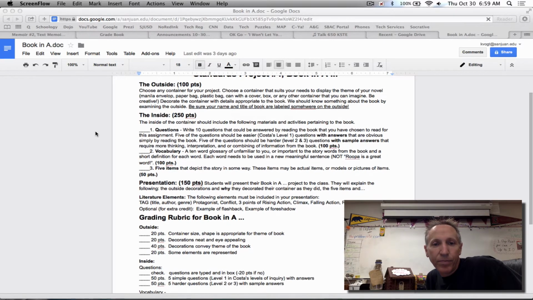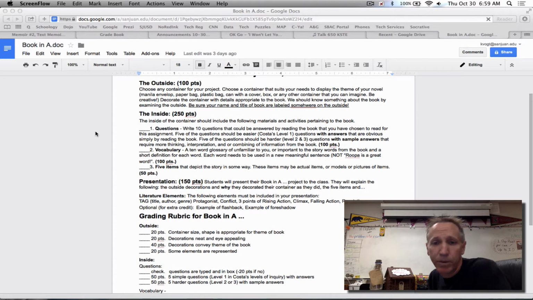Inside. The inside of the container should include the following materials and activities pertaining to the book. You're going to write questions. There's going to be 10 of them. 5 of them must be level 1 on Costa's levels of questioning scale, which are simple questions that you could answer by looking at the book. What is the name of the protagonist's love interest? Something like that. You can find it on the page.